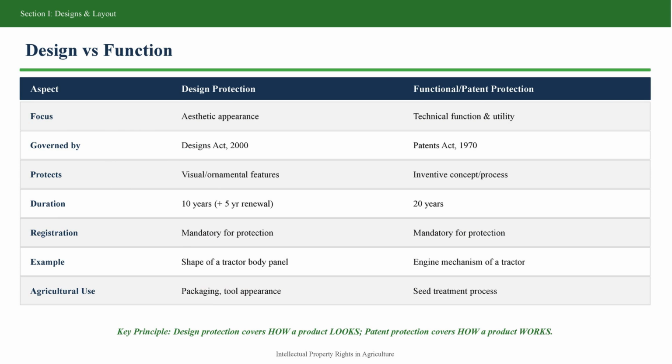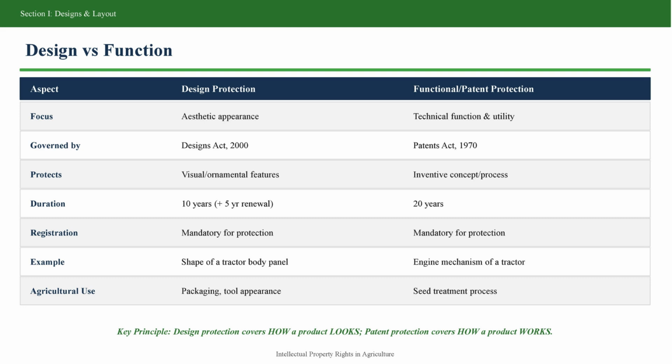This is presented as a table, so let me walk you through the important rows. Under focus, design protection deals with aesthetic appearance, while functional or patent protection deals with technical function and utility. Under governed by, design is governed by the Designs Act 2000, whereas function is governed by the Patents Act 1970. Under protects, design protection covers visual or ornamental features, while patent protection covers the inventive concept or process. Under duration, design gets 10 years, plus a 5-year renewal, whereas a patent gets 20 years.